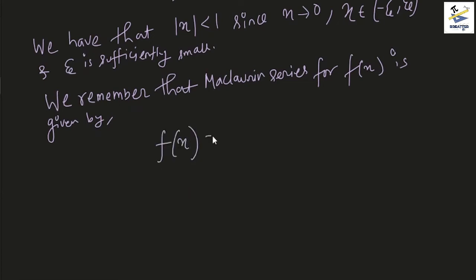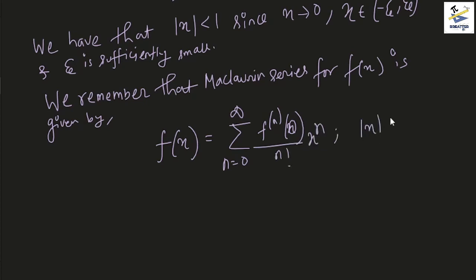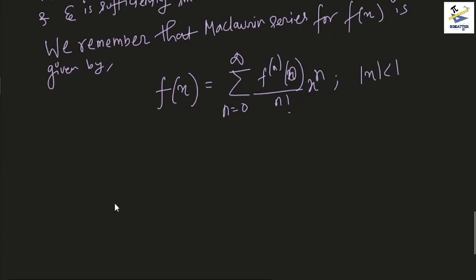for f of x is given by f of x equals summation n equals 0 to infinity, nth derivative of f at the point 0 divided by n factorial into x to the power n, right? And here we have mod x less than 1, since we are trying to find it for logarithm of 1 plus x, which is only defined for minus 1 less than x less than 1. So the only term we need to find is the nth derivative at the point 0. So let us begin and try to see what happens.